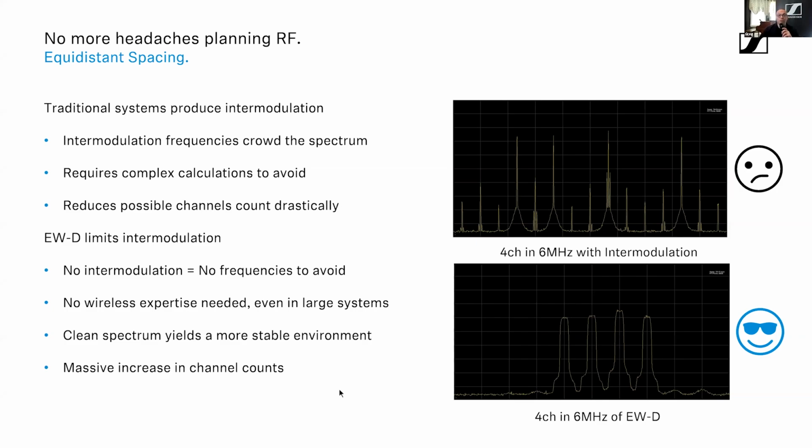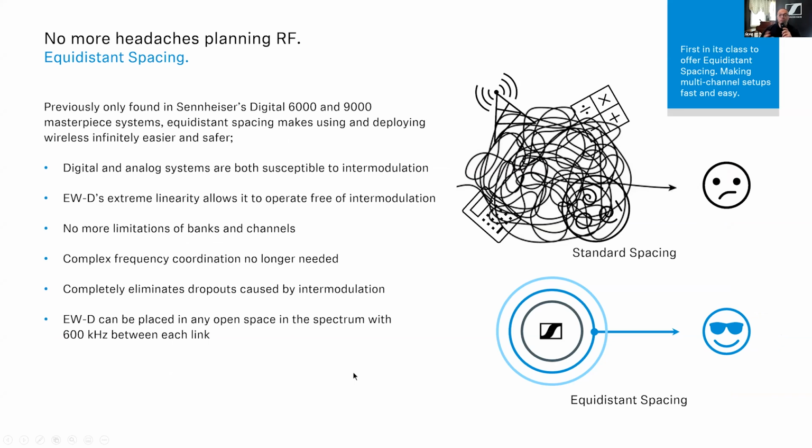Yep. So one thing to note here is that there are only 3 systems on the market that are capable of doing an equidistant grid. So that's the new Evolution Wireless Digital, Digital 6000 from Sennheiser, and Digital 9000 from Sennheiser. These are the only systems on the market that are intermodulation free.